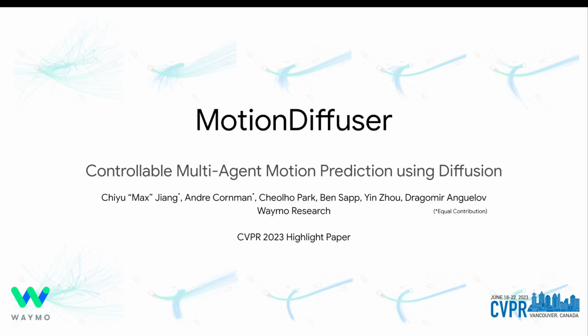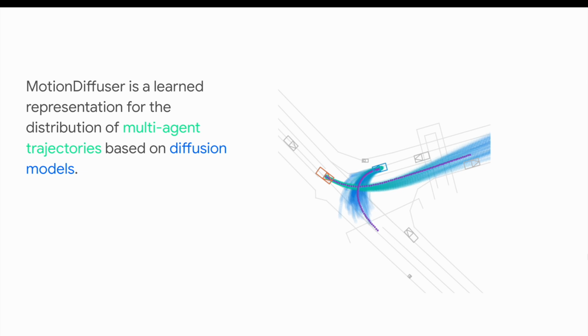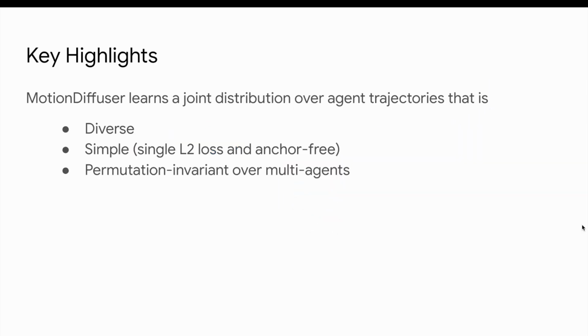We present MotionDiffuser, a learned representation for controllable multi-agent motion prediction using denoising diffusion models. Our model sequentially evolves a set of random samples into a diverse and multimodal joint distribution over future outcomes. MotionDiffuser learns a distribution over agent trajectories that is diverse, simple, requiring a single L2 loss, and permutation invariant over multiple agents.